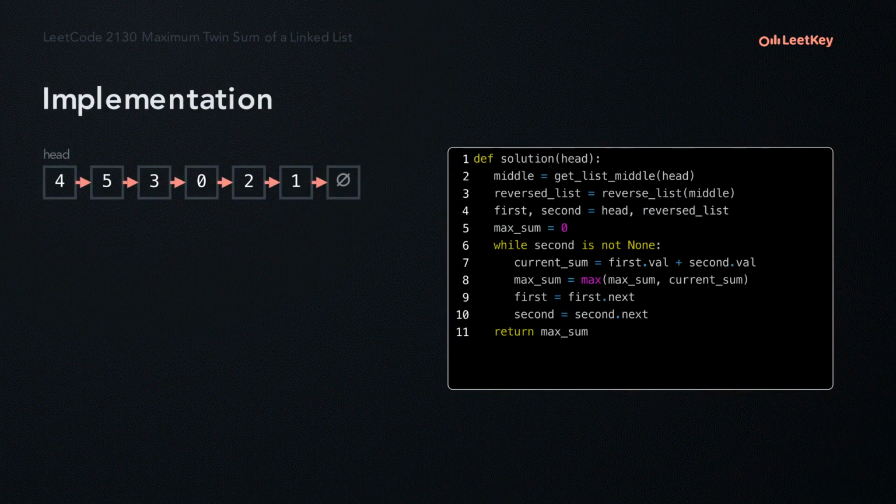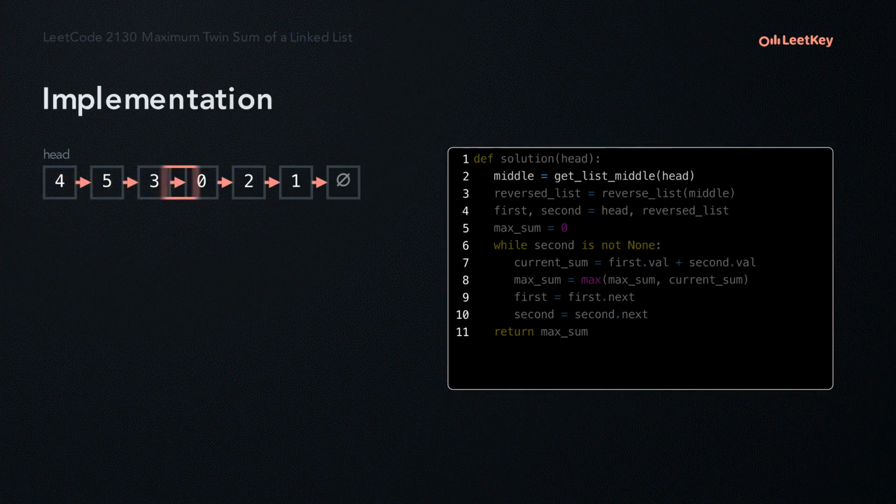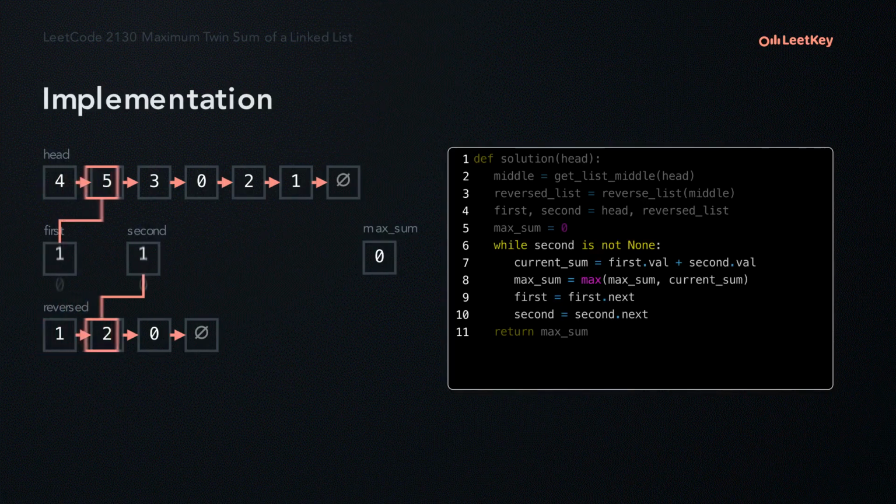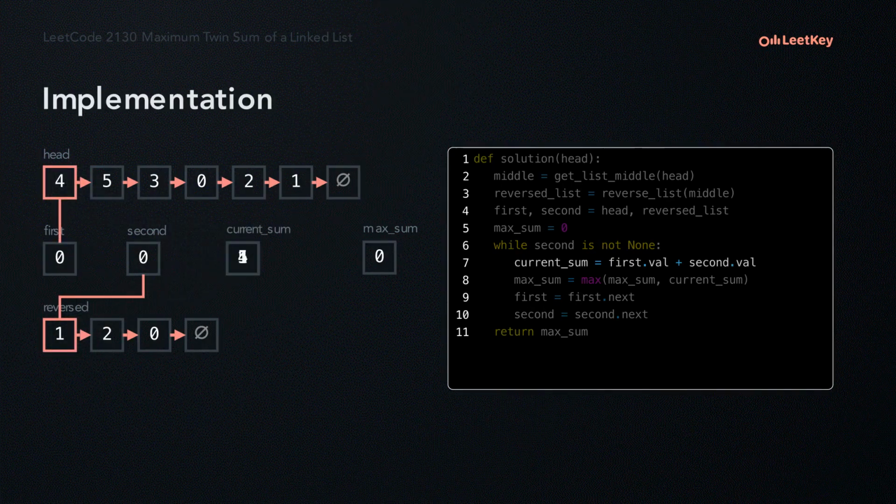This solution splits and reverses the second half of a list, then sums each position of the lists. We start by finding the second half of the list, and then reversing it so that we have two lists. We create pointers to reference the position on each list, and initialize the max sum to 0. We loop across both lists until the end of the shorter one. We add the values of the current nodes in both lists, and store the max into max sum. Then move the pointers for the next node in the lists.